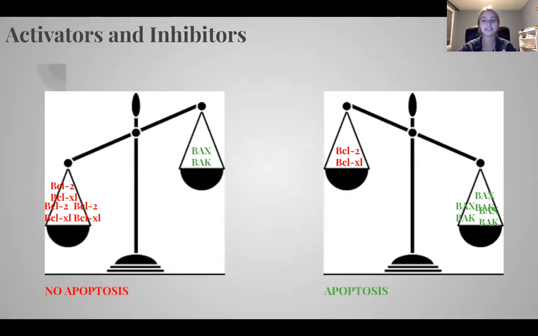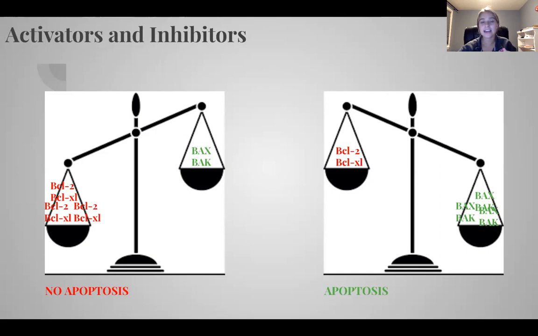And the core steps itself is that we have activators and inhibitors. So on the left, we have anti-apoptosis, and on the right, we have apoptosis. You can see the activators and the inhibitors. I'll explain that in a second. So first, we have the inhibitors. We have BCL2 and BCL-XL. Then we have the activators, which are proteins. They are BAX and BAK.